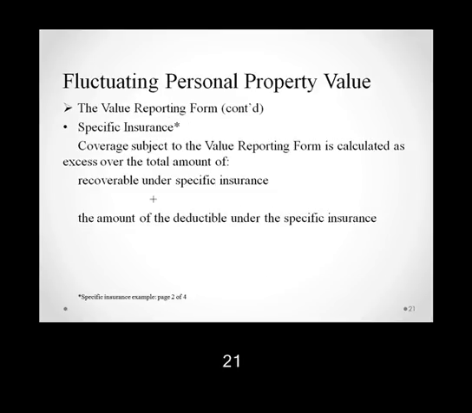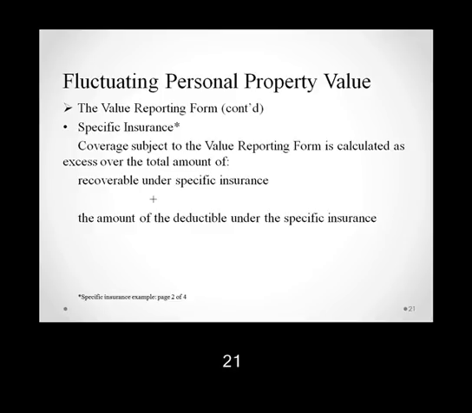Lastly, there is something called specific insurance. Specific insurance is the coverage subject to the value reporting form. Now, what does that mean? Basically, for example, if your inventory is covered both by the value reporting form and other types of insurance, that other type of insurance will be called specific insurance.